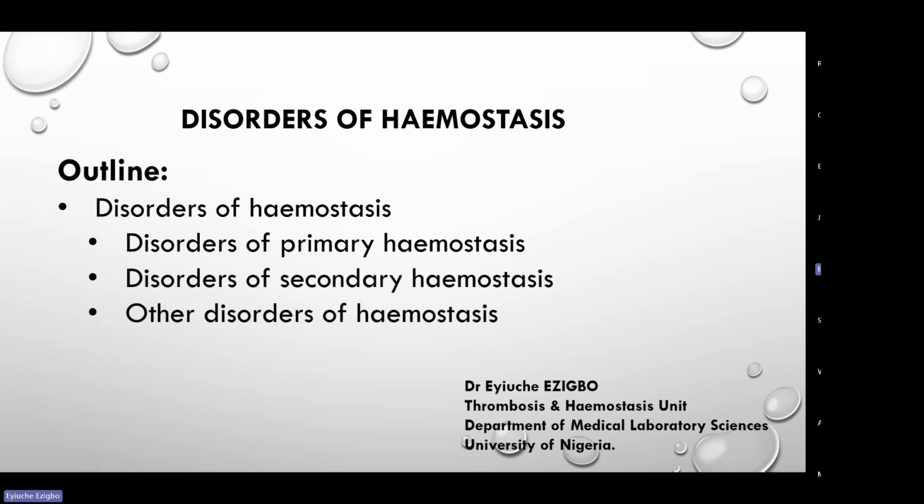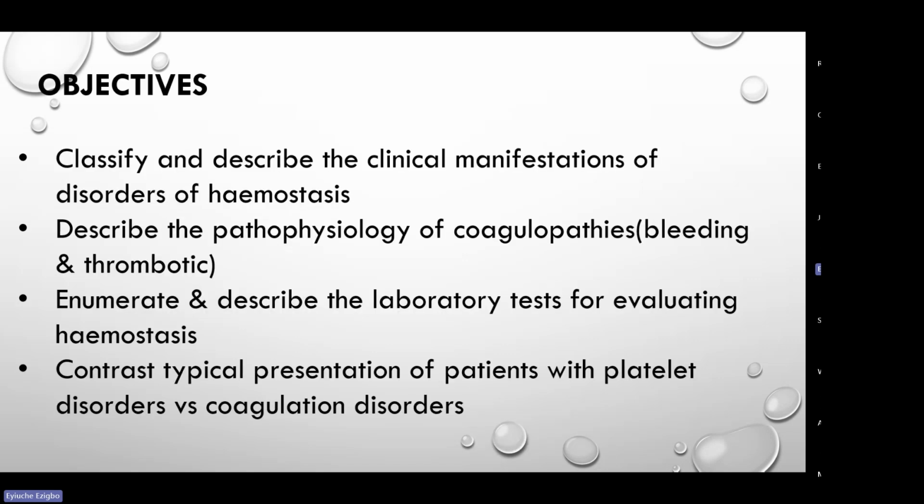So disorders of hemostasis. We are going to take the basic primary, describe it in a very primary way for you to understand it. We are not going to make it a very complex scenario at this level. Our outline: we are going to look at disorders that are due to deficiency or defect in the primary mechanism of hemostasis. There are disorders that are due to defects in the secondary hemostatic mechanism, and there are other disorders. We'll see how far we go.